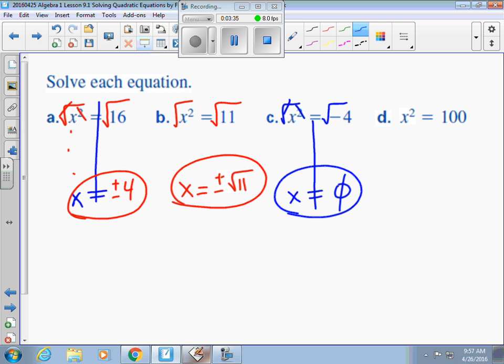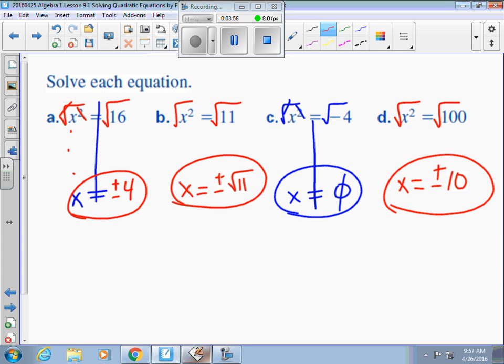Again, get rid of x squared. Practice the procedure by taking the square root. When you do it there, do it here. The square root of 100 is 10. And again, we know it's the positive and negative version of 10. As simple as that. That's when you have x squared all by itself.